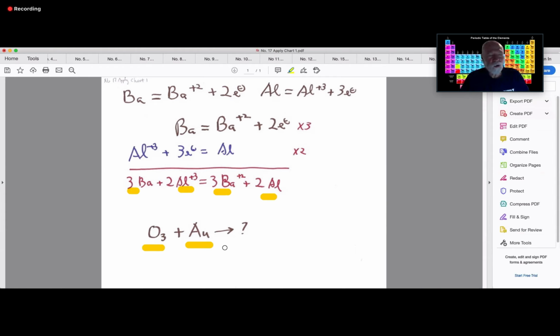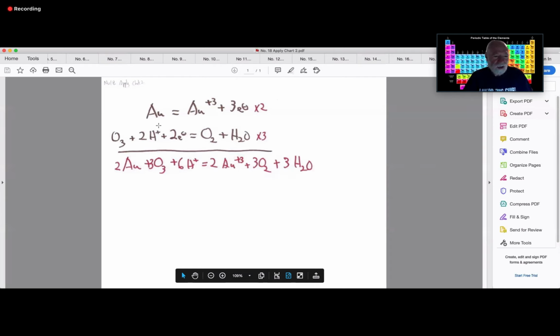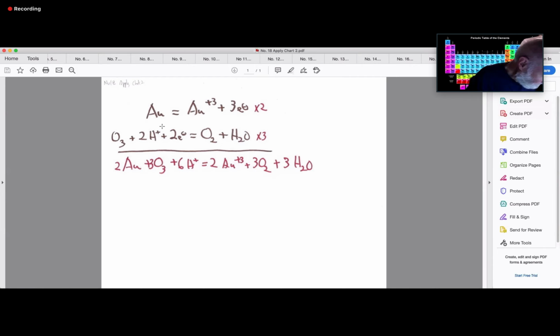So let me give you about 1 minute to see if you can do that, and then I'll show you my solution. No? Okay. All right. Let me show you what I came up with. So what I found is, I found this gold half reaction. It's actually the third one from the bottom. So I just copied that one as it is. It said gold metal will form gold ions and give off 3 electrons.